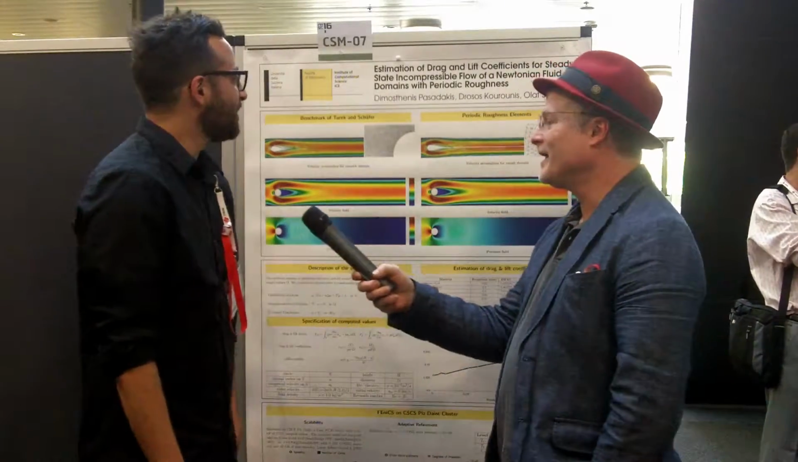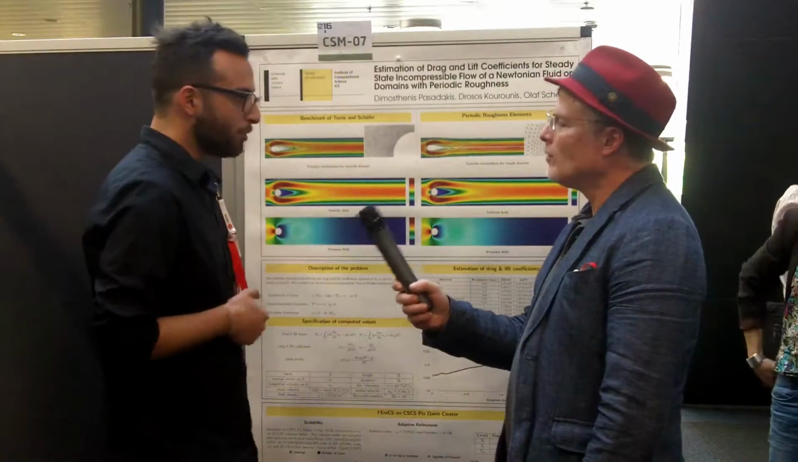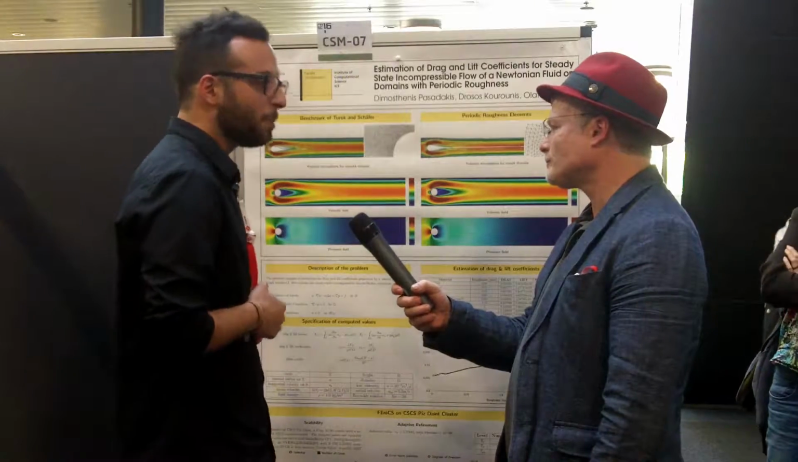Yes, it's a poster that was motivated by the benchmark from Turek and Schäfer, a work in 1996. They were estimating drag and lift coefficients. And we thought that maybe we can find a meaningful behavior of those coefficients if we change the roughness on the material. If we start estimating true materials, because there is roughness in nature. We tried to do that, and we got some meaningful results.